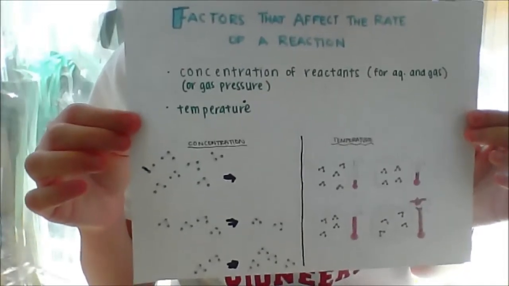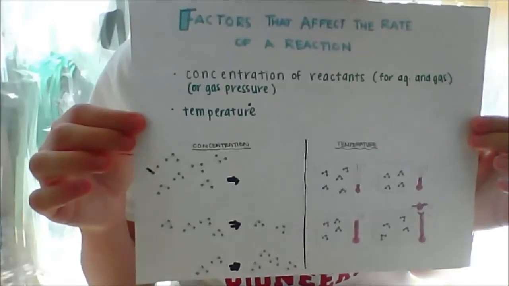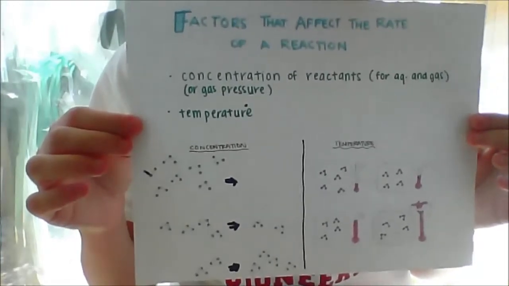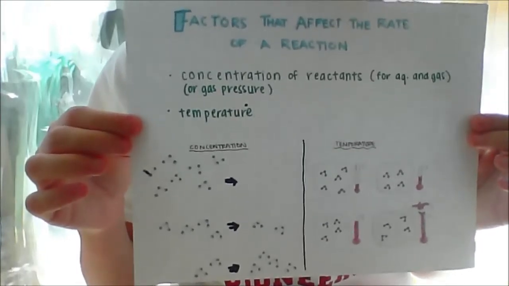Relating to Le Chatelier's principle, if pressure is increased and there are more moles of gas on the reactant side, the reaction will shift to the product side, causing an increase in the forward reaction rate.